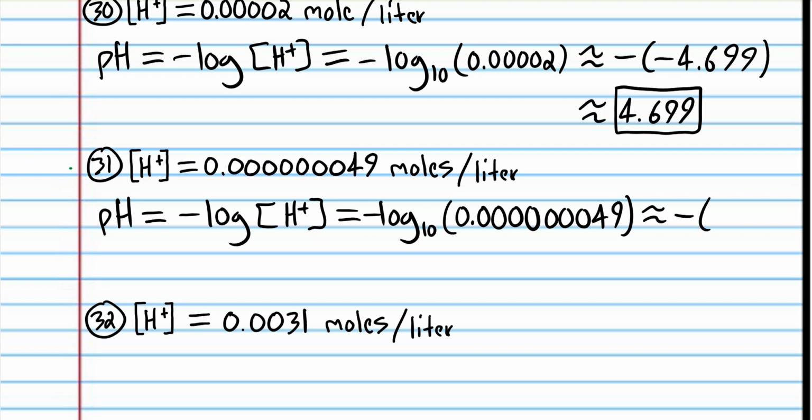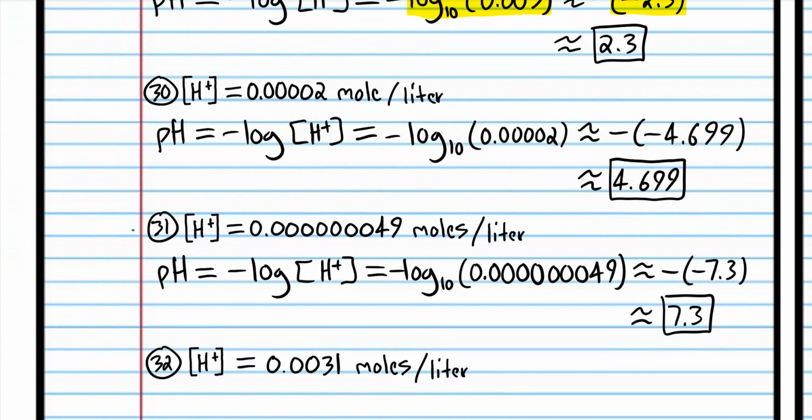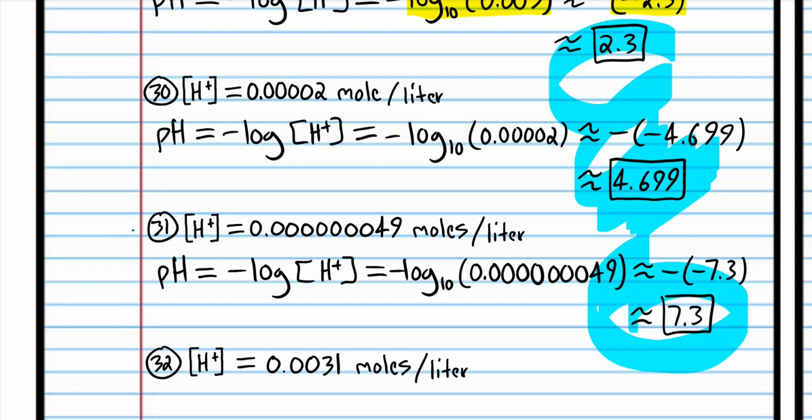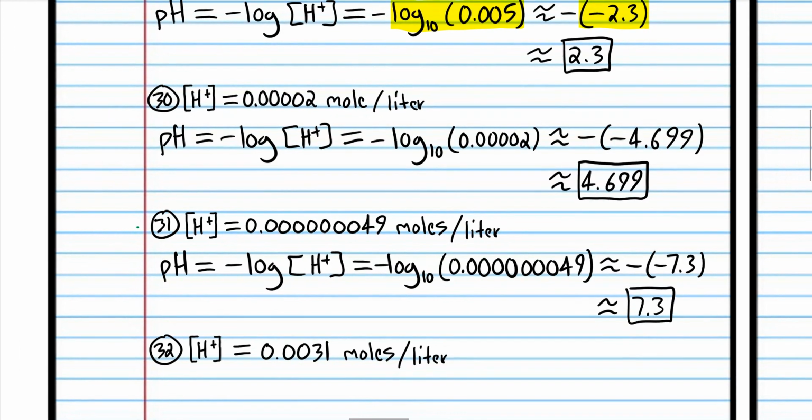And we get a double negative as usual, but 7.3, and I'm going to round off to just 7.3. A double negative becomes a positive, and there you go. So these two solutions here were acidic. This last one we just calculated is slightly basic because it's above 7. Remember, a pH of 7 is neutral. It's just normal water in terms of the hydrogen ion concentration. So if you got that one right, good job.